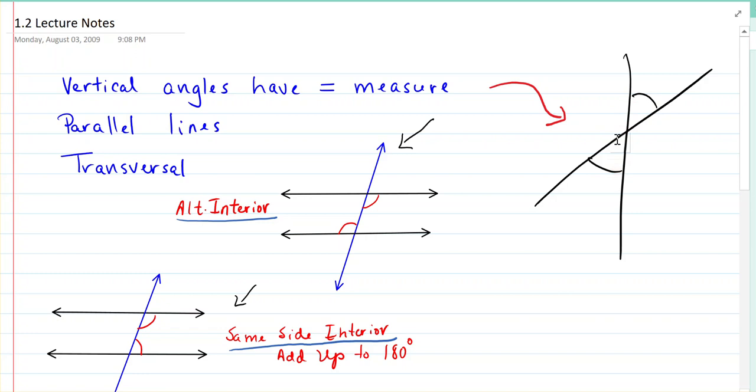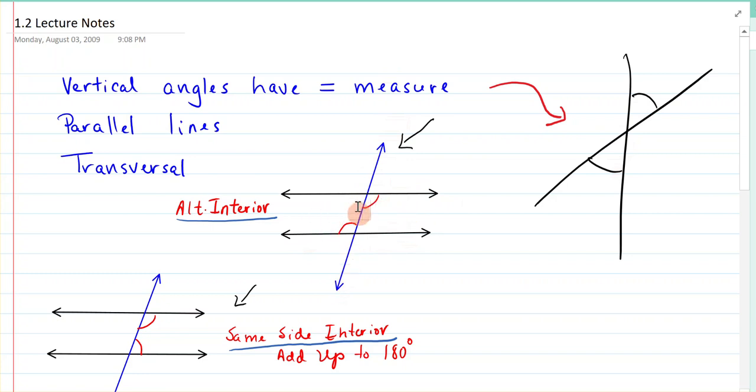measure. Now, when you have parallel lines, we should know those go in the same direction. They'll never intersect, so they're the same slope. And if you cut them with a transversal, you get all kinds of different angles. So here I've got two parallel lines. I've got a transversal.